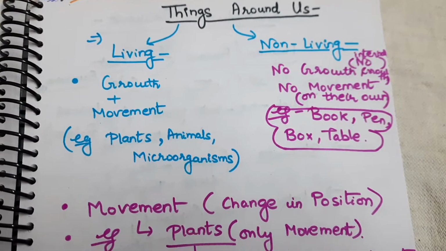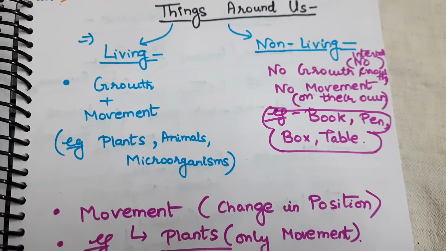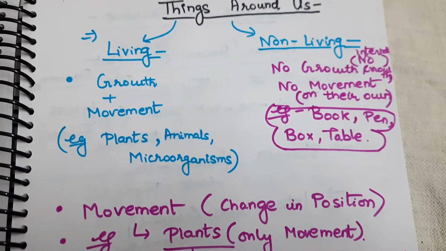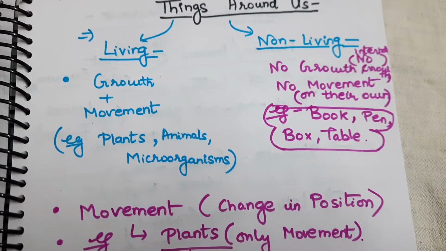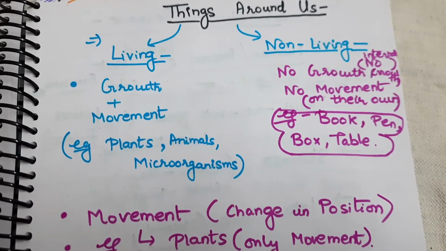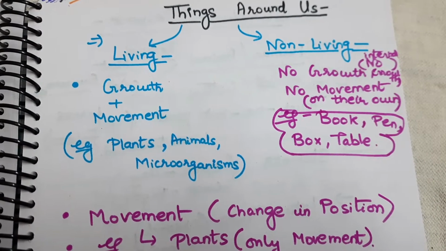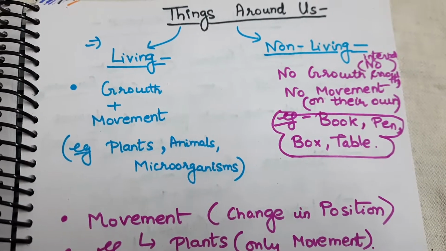Living things have growth and movement, like plants, animals, and microorganisms. But the non-living do not grow on their own, and there is no movement on their own. If we apply certain external force, then movement occurs, and if dirt deposits, then growth occurs. Examples of non-living things are book, pen, box, table, etc.